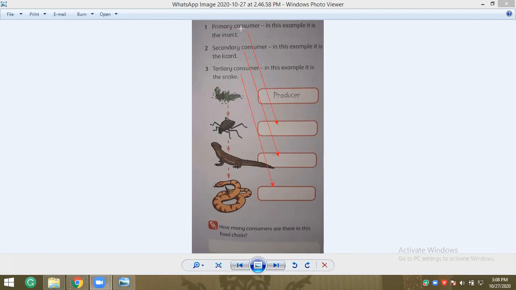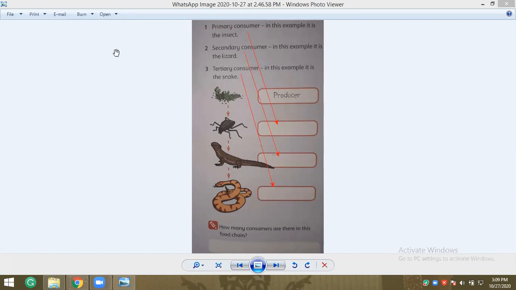So here you will write insect as primary consumer in this example, lizard as secondary consumer, and snake as tertiary consumer. Yes, right here, primary consumer. Then secondary consumer is lizard, tertiary consumer is snake, right here, tertiary consumer.